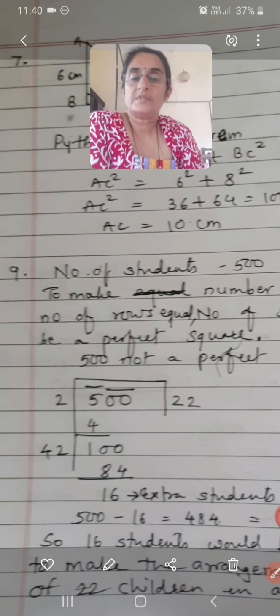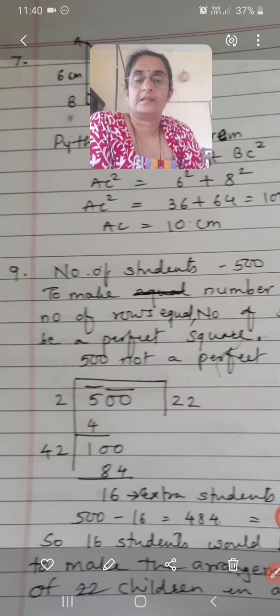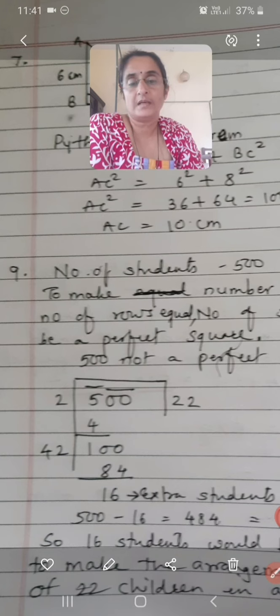Now using the division method, we are going to find out how many extra students are there in that number. So make two groups of 0, 0 and 5. We are going to divide the first group, that is 5. We have to find a perfect square below 5, that is 4. 2 into 2 gives you 4. Subtraction gives you 1. Now what is the next step?